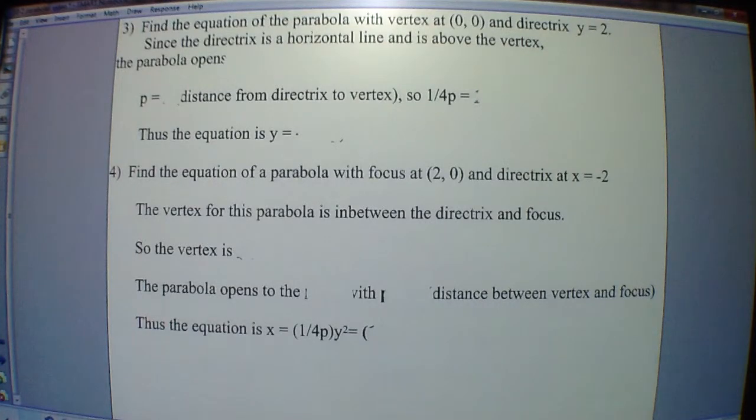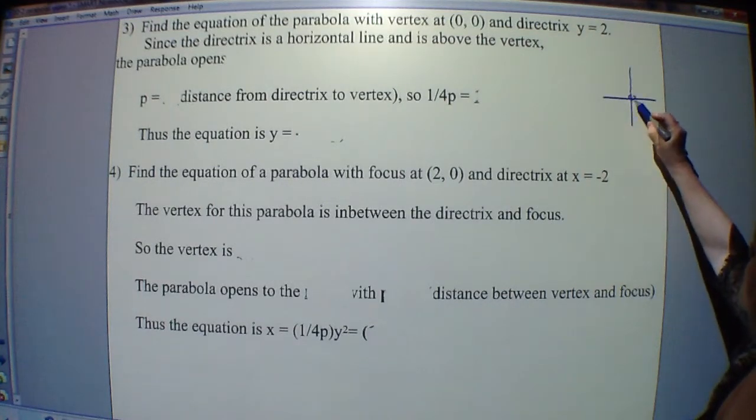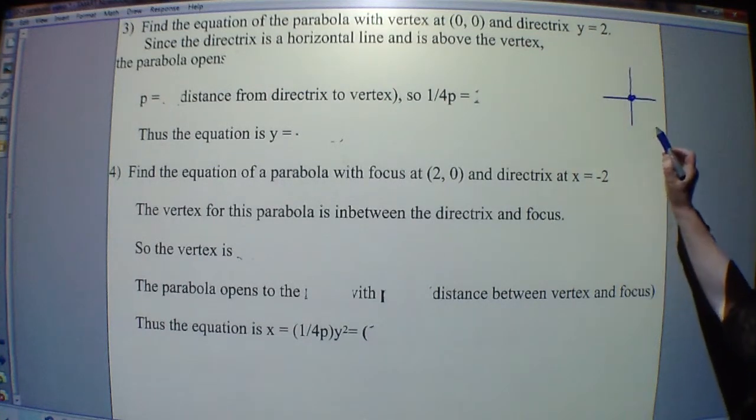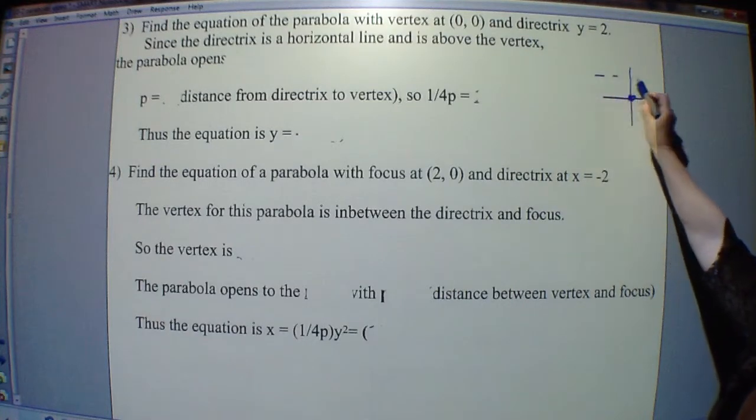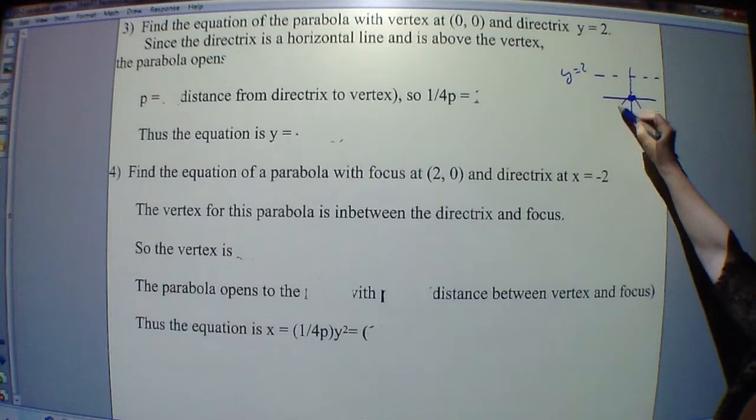Number 3, find the equation of the parabola with a vertex of (0, 0) and a directrix of y = 2. I like to draw a little picture first. Vertex is (0, 0). y = 2 would be a line like this. If this is the vertex, I know it has to open down.